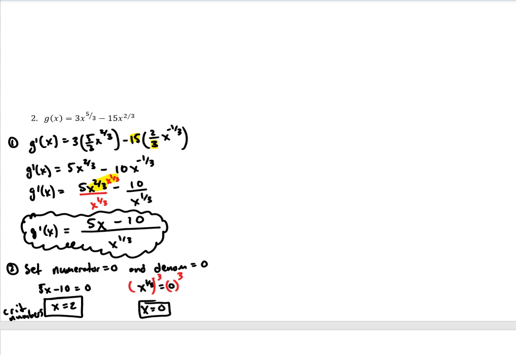Critical numbers. Okay, so those are the two critical numbers. And now, continuing with our process, step 3 is to make the number line with those critical numbers marked. So we have 0 and we have 2. I know that these are x values, and our function is g, so I'll label this g prime, and then g right above.